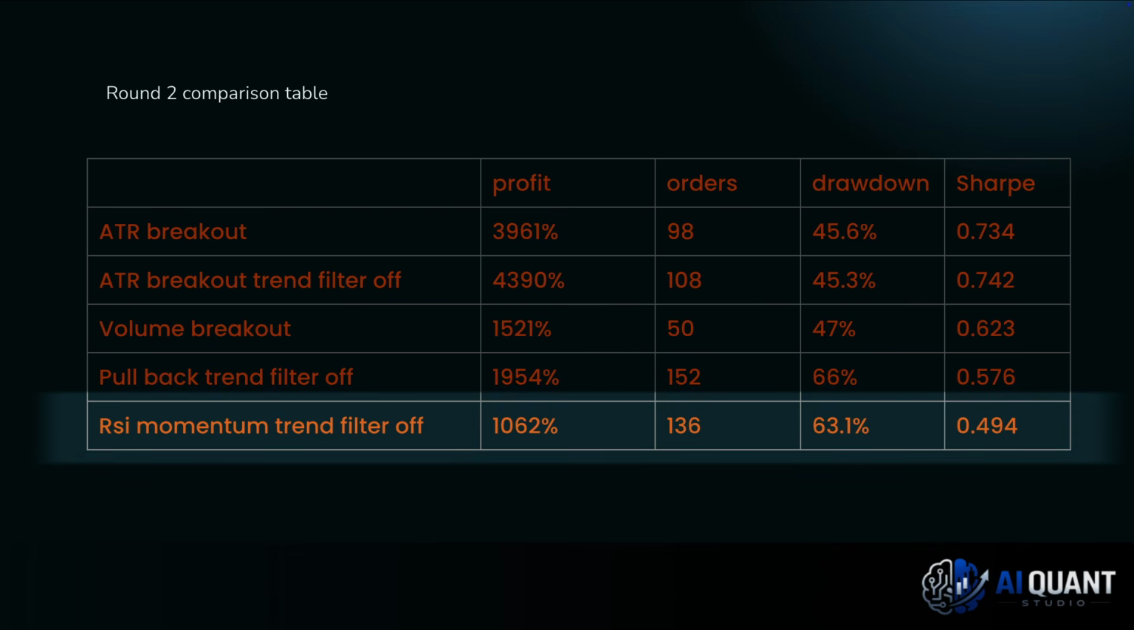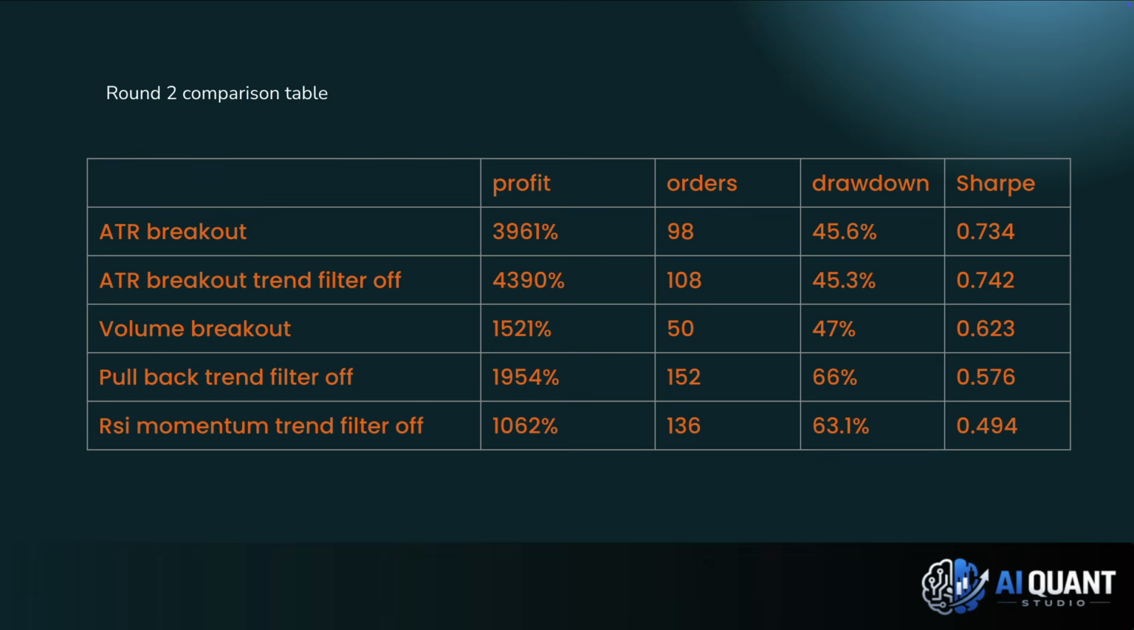RSI Momentum with trend filter off actually dropped to 1,062%. Interesting. The filter was protecting RSI from itself. Without it, RSI fired too eagerly during volatile conditions and got stopped out repeatedly. Not every strategy benefits from removing the guard.